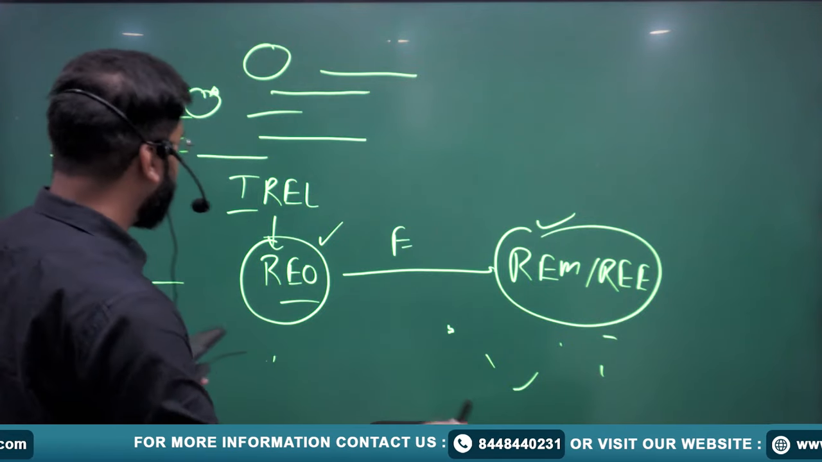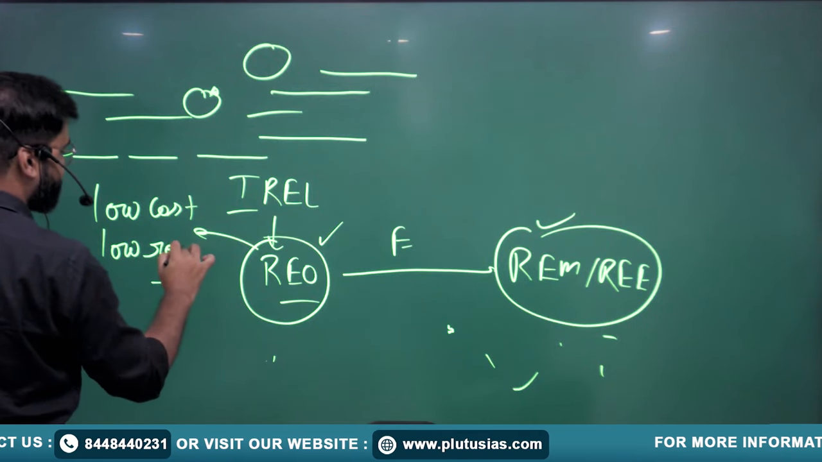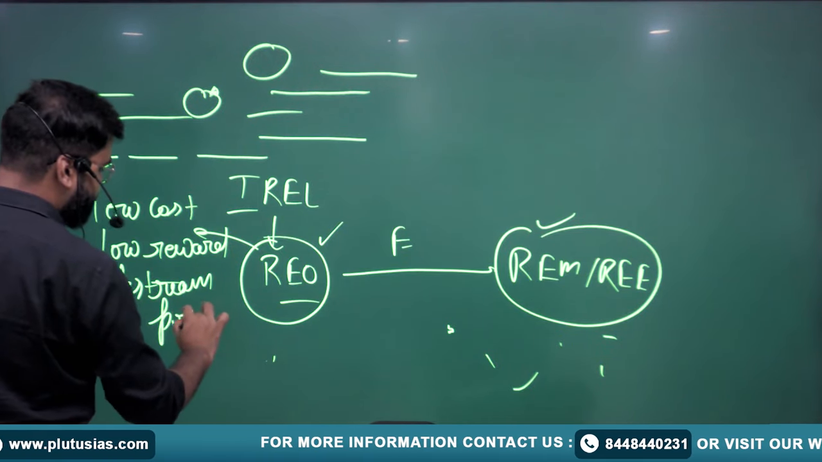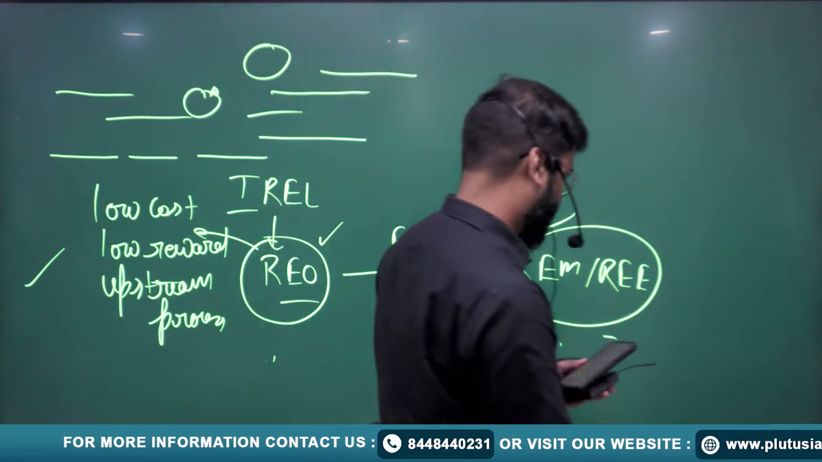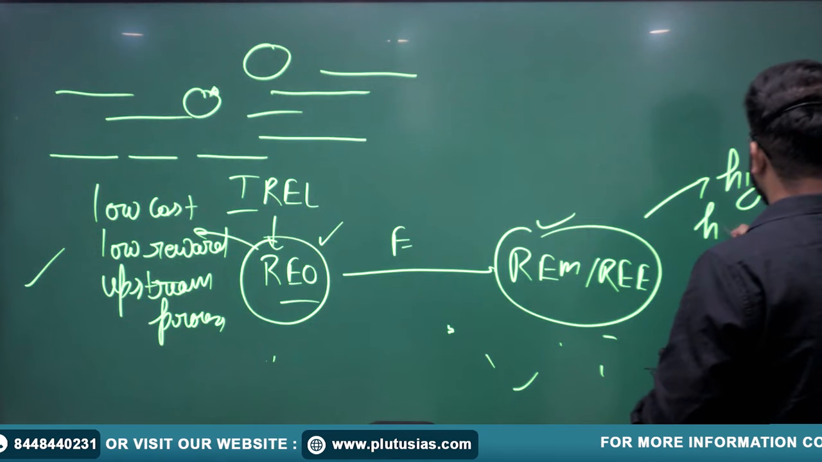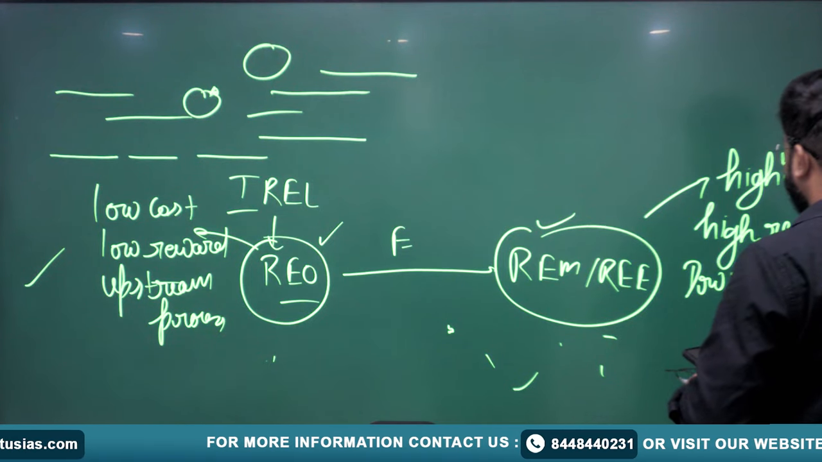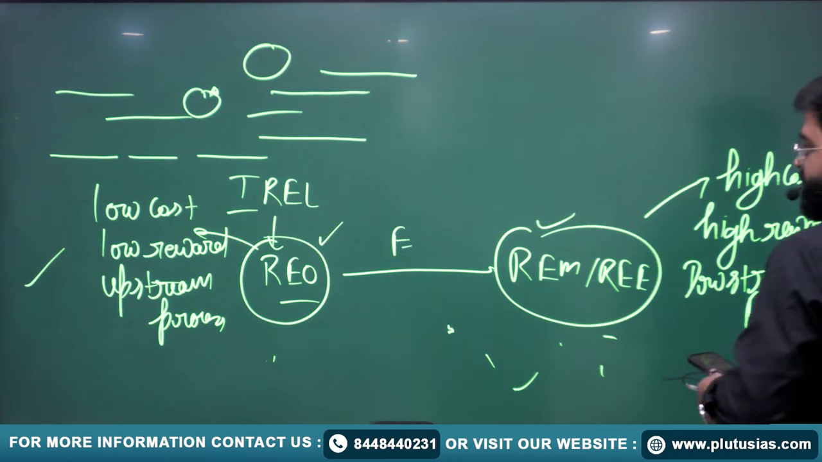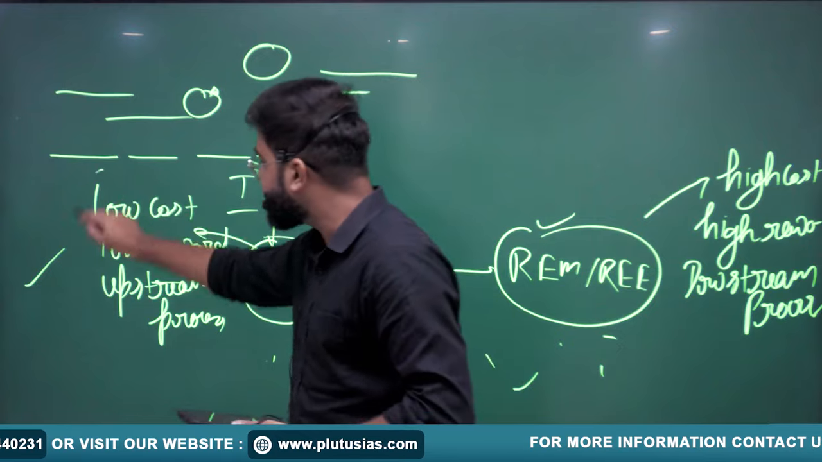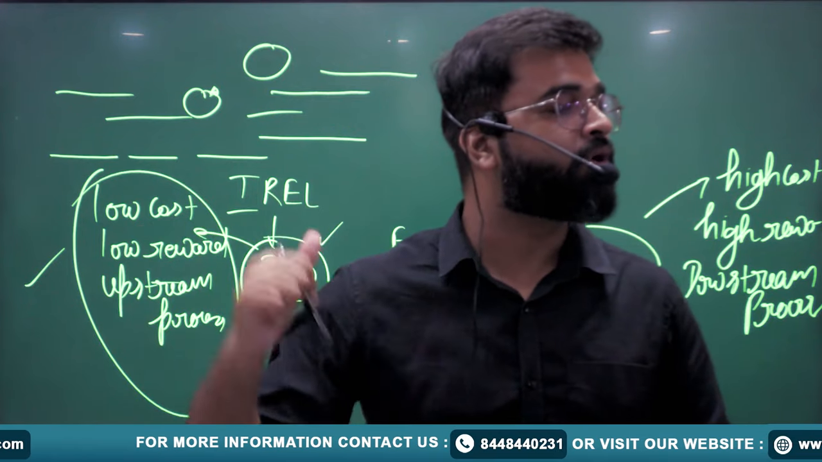This is the low cost, low reward upstream process. And this is the high cost, high reward downstream process. So we can say that we have a part of the supply chain, but we are confining ourselves with the upstream process only, which is having low cost, low reward.